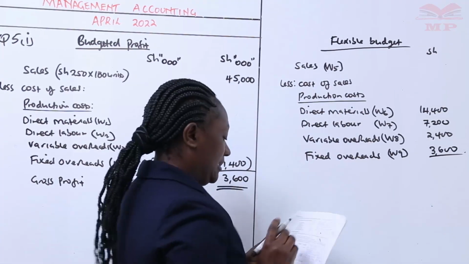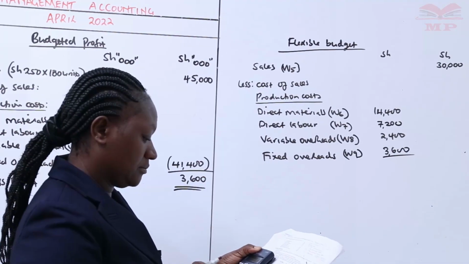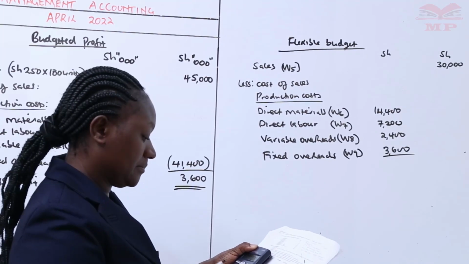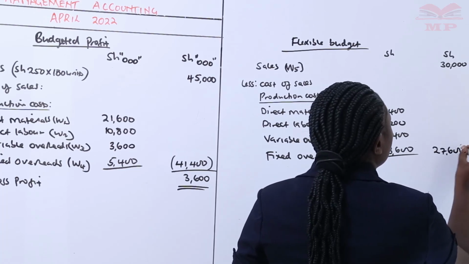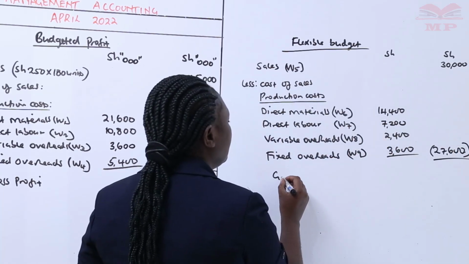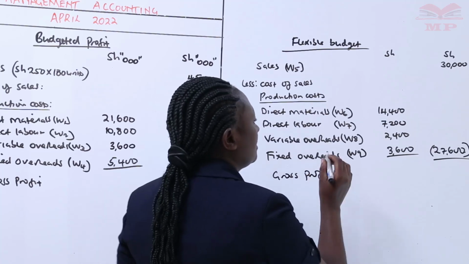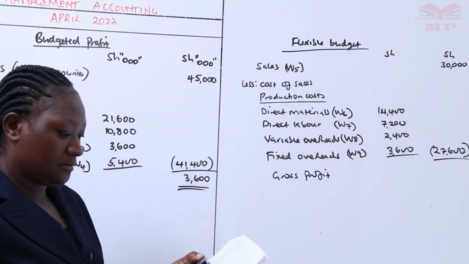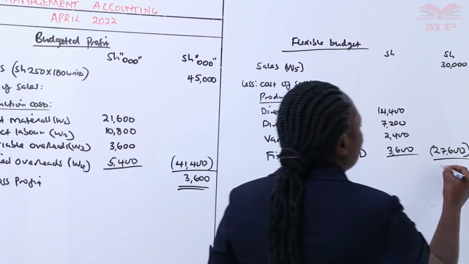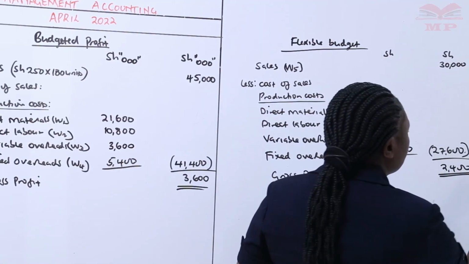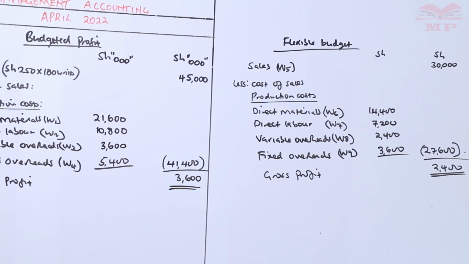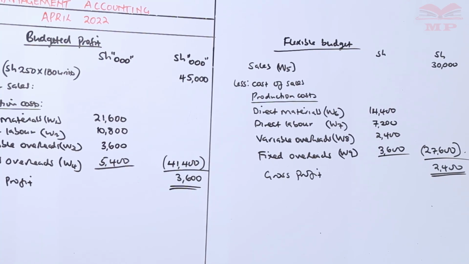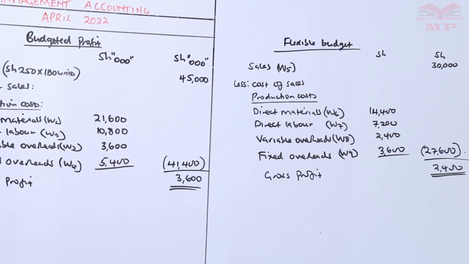Again, we get the total. And the total is 27,600. We subtract, we get the gross profit. The gross profit of 2,400, which is the variance. So that is Roman 2 of that question.